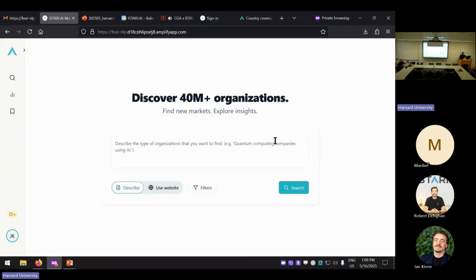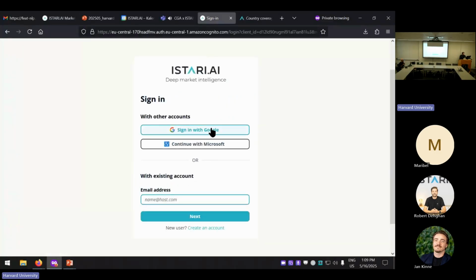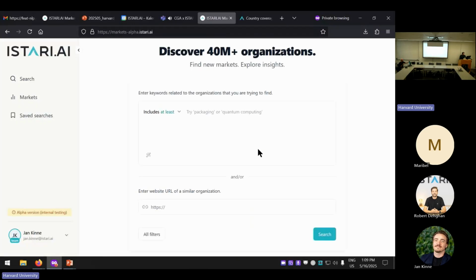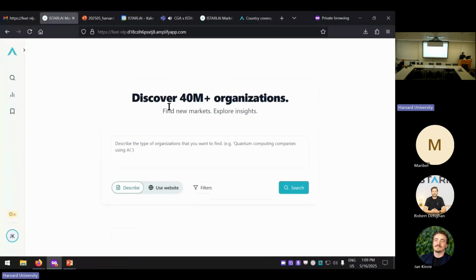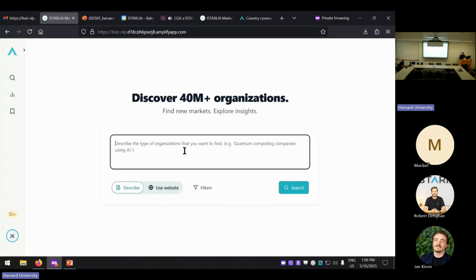So what I want to show you now is the current setup on how you can search companies. That's the new version of the platform. I can very briefly show you also the old version because it's slightly different. So that's the old version and that's the new version. In the new version, it's somewhat simplified, so you can basically just describe the type of company or type of organization you want to find.